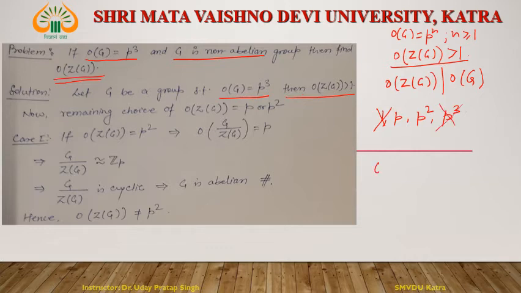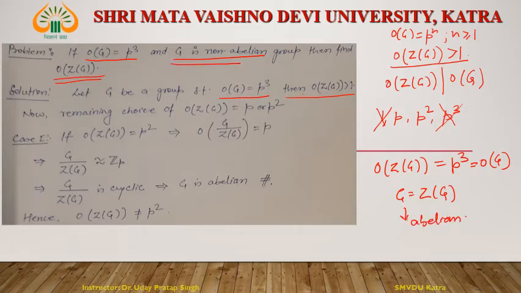Why? Suppose the order of ZG is P cube. This is also equal to the order of G. Then G is equal to ZG. It means G is abelian. But it is given that G is a non-abelian group. So this is also not possible. The order of ZG is greater than 1, and this is also not possible. Then these are the remaining two conditions. Now suppose the order of ZG is P square.